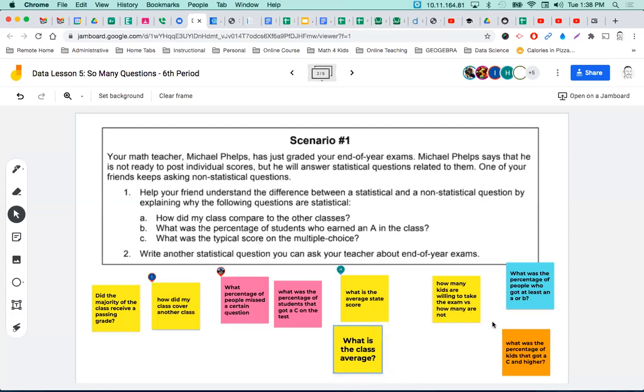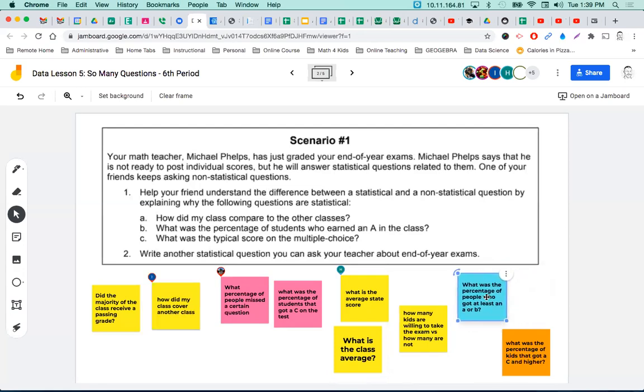How many kids were willing to take the exam versus how many are not? Okay, yeah, with that end of course test, you're right. Some of those students don't have to take the test, so that does make a difference in the overall scores.